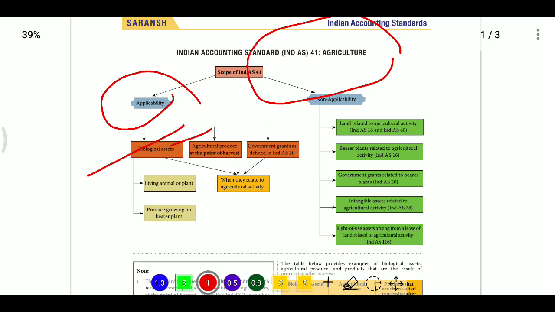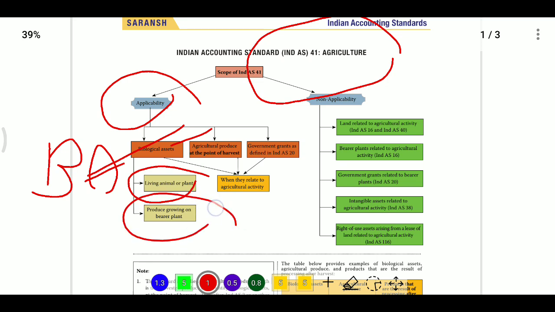Biological assets means we need to exclude only the bearer plants. It means living plants, like maize plants, jowar, wheat, rice crop, paddy, cotton crop, whatever the plants are. And living animals also, like livestock, whatever the goat, sheep, buffalo, cattle, etc., producing and growing. These are the main ones, but except bearer plants.